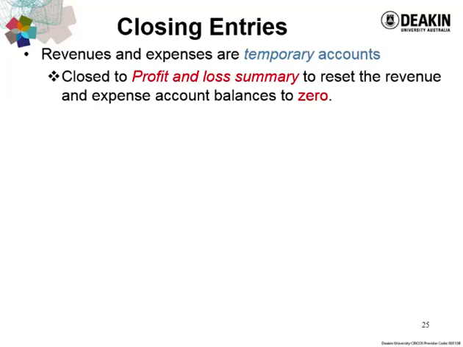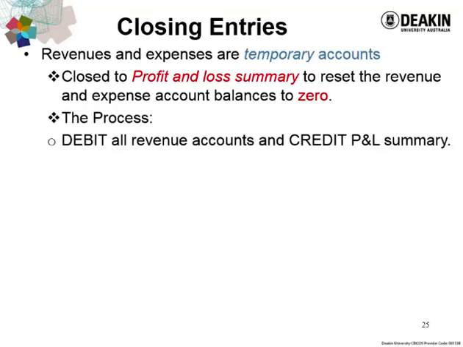Because of this reason, we must reset the balance of income and the balance of expense to 0 at the beginning of the next period. When we do the closing entries, we will create a temporary account which is called profit and loss summary to determine the net profit or loss. And what is the process?